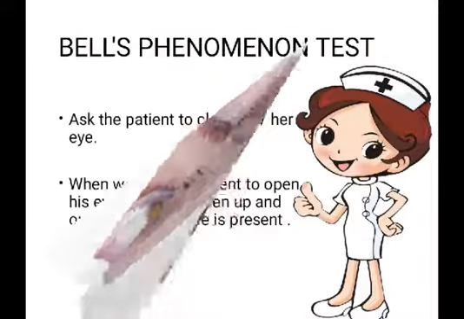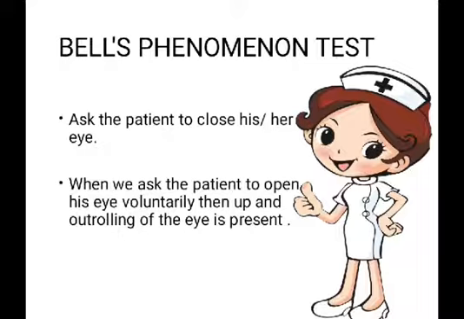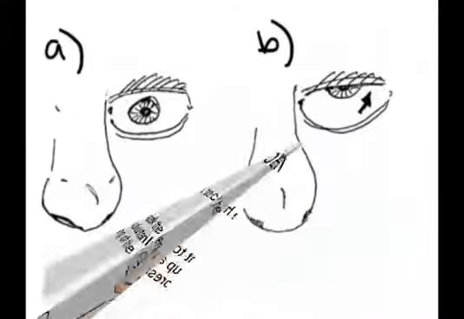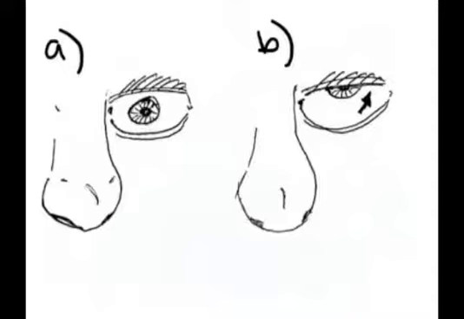Now move to the next one, which is the Bell's phenomenon test. In this case, ask the patient to close his or her eyes. We have to guide the patient to close the eyes. When we ask the patient to open the eye voluntarily, an upward and outward rolling of the eye is present. Like this is the position of the eye. From the normal position it changes to this position. This is Bell's phenomenon. On the basis of this we indicate whether Bell's phenomenon is present or not.